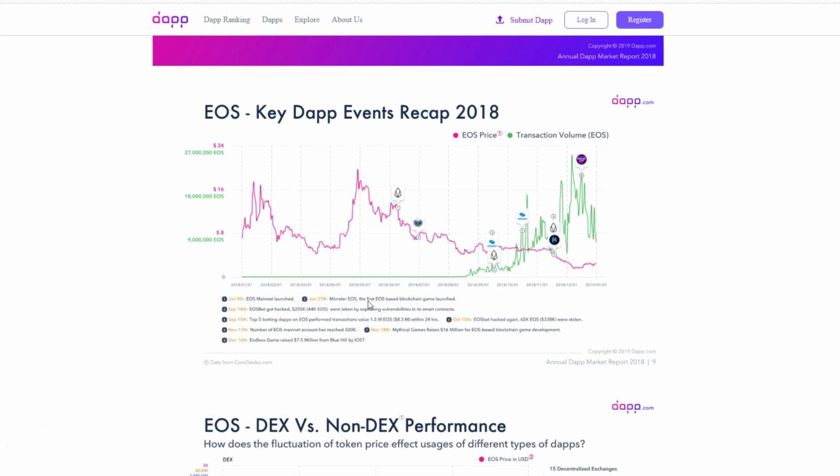On June the 27th, we had Monster EOS, the first EOS-based blockchain game, launched. Then on September the 14th, EOS Bet got hacked, so $200,000 was stolen out of a smart contract. September the 15th, the top five betting dApps on EOS performed a transaction value of 1.5 million EOS within 24 hours. That's incredible, $8.3 million within 24 hours, absolutely incredible. October the 15th, EOS Bet got hacked again, ouch. This time for $338,000. Then November the 17th, the number of EOS mainnet accounts had reached 500,000.